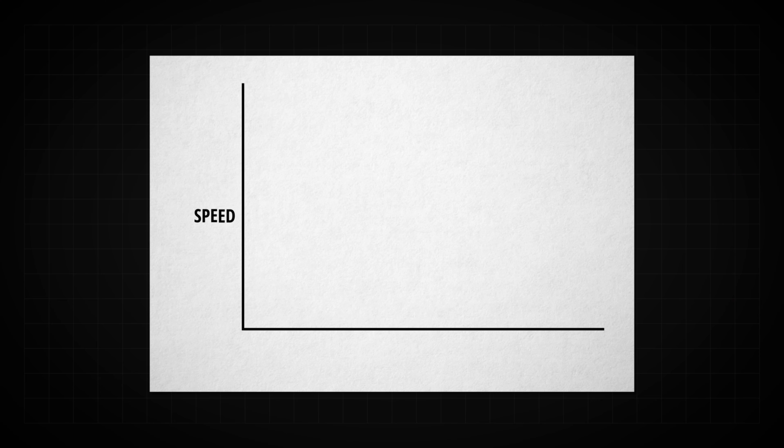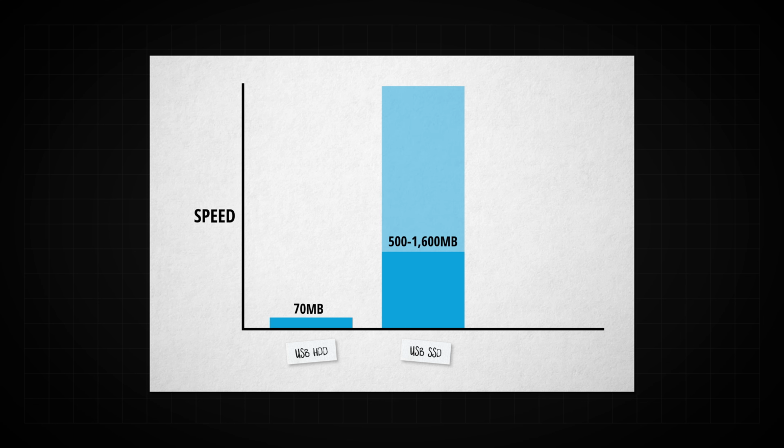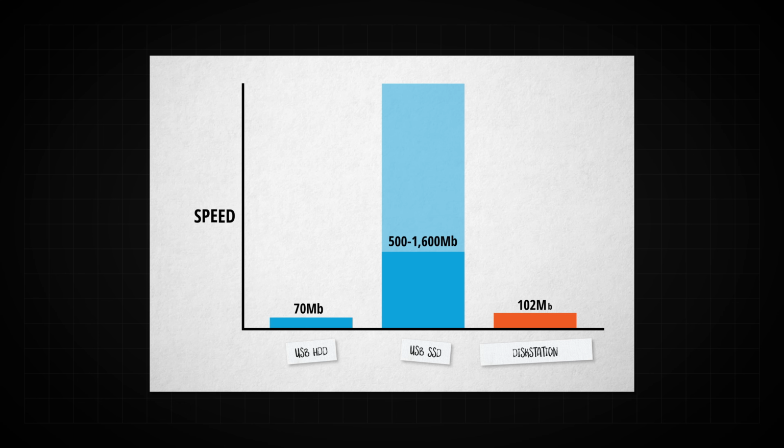As a benchmark, let's look at the speed of an external USB mechanical hard drive, which will typically cap out at about 70 megabytes per second, and a USB-C solid-state drive. They can typically transfer between 500 and 1600 megabytes per second, depending on the model. Now let's check out our Diskstation. Over a 1 gigabit network, I'm getting about 100 megabytes per second for both read and write using the drives in the Synology. Over a 2.5 gigabit network, I'm getting around 250 megabytes a second.